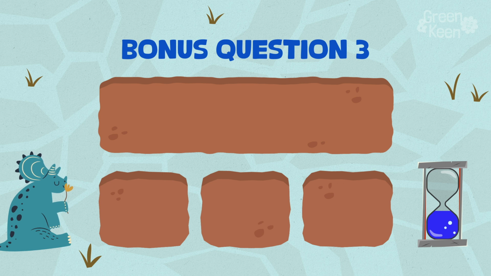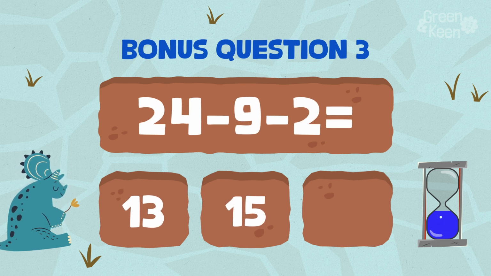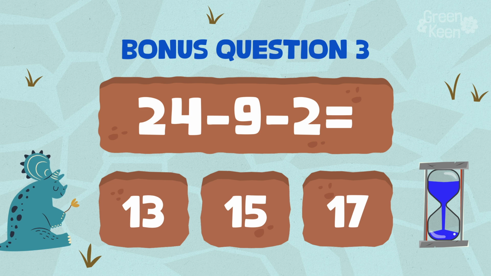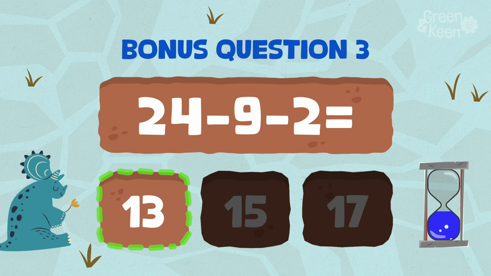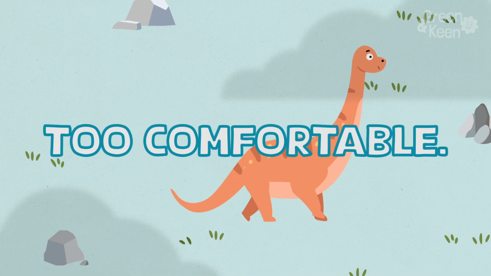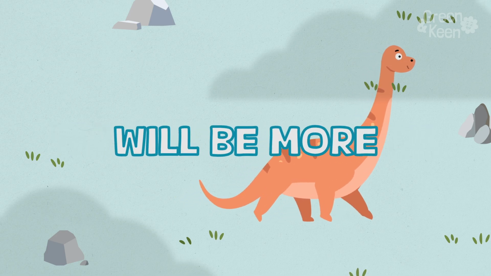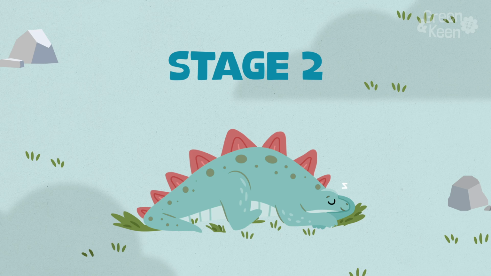Bonus question number 3. 24 minus 9 minus 2 equals... The answer is 13. Wow, that was impressive. But don't get too comfortable. The next stage will be more challenging. Are you ready? Stage 2.